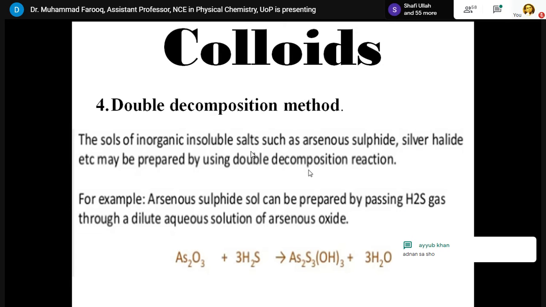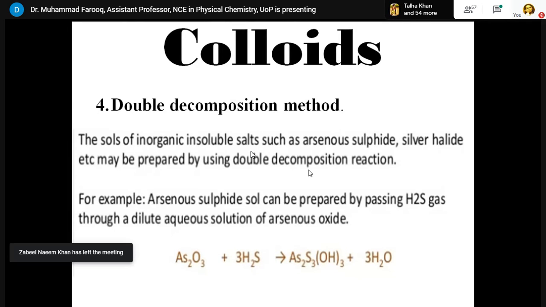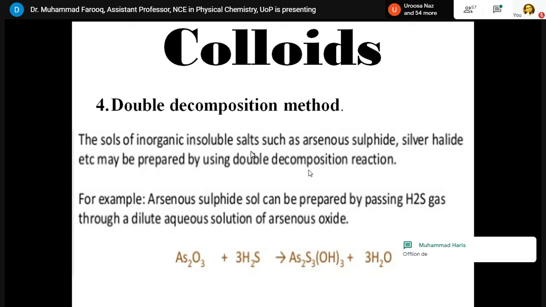For example, HCl plus NaOH gives NaCl plus H2O. So this is called the double decomposition method. If you remember, these are the methods. In double decomposition, you can also see As2O3 plus H2S gives As2S3 plus water.